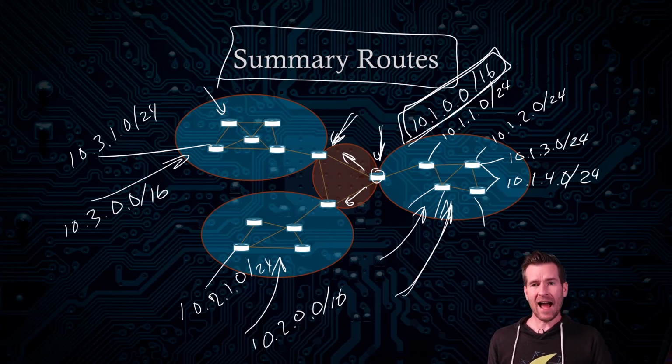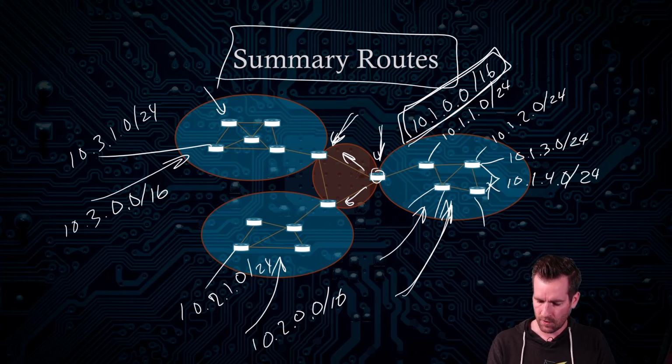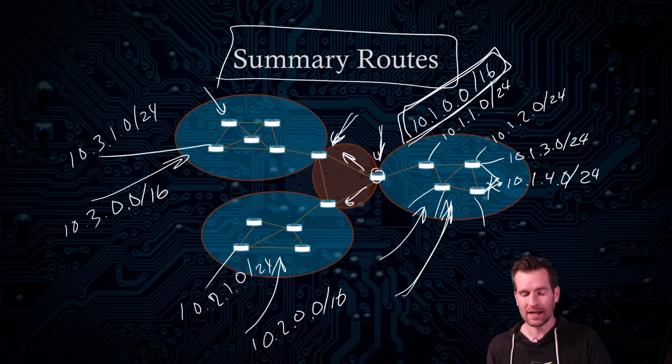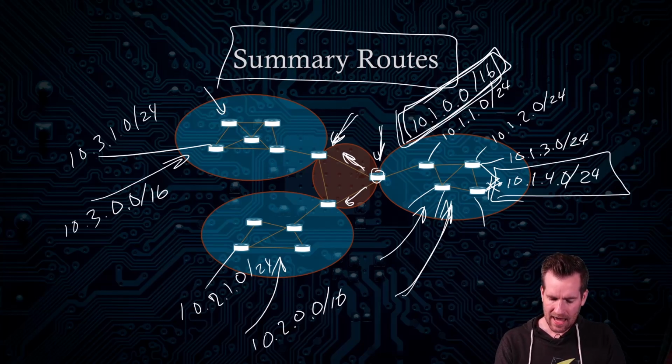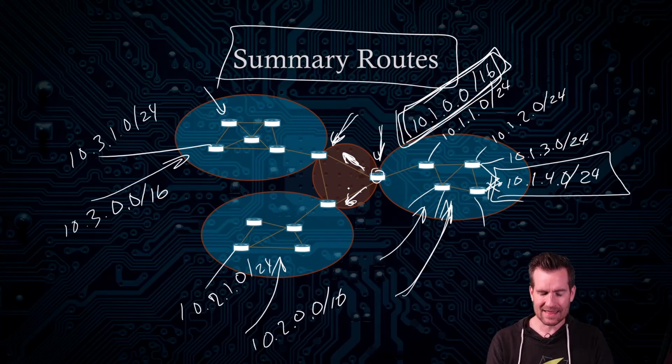And so now when there's an update, let's say one of these networks goes down, like the link state advertisement for this network right here goes offline. This router no longer has access directly to this 10.1.4.0 network. Well, what would happen is this summary route is still good. It doesn't need to recommunicate that out to any of the other routers. So that's the advantage of the summary route.